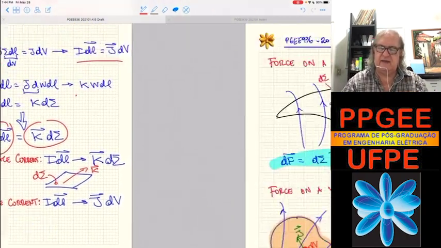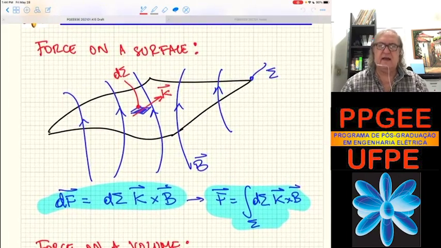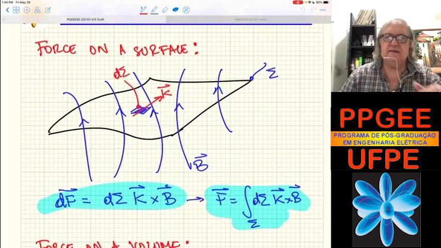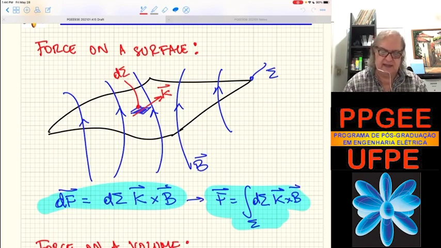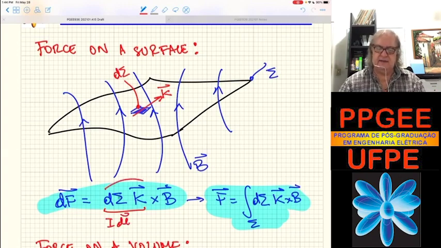If we have a current sheet with current density K, area d sigma, we can calculate the force on the area d sigma using that correspondence. This is the same as IDL, right? We replace it by K d sigma. So the force is going to be the integral on the sheet surface, like this one.